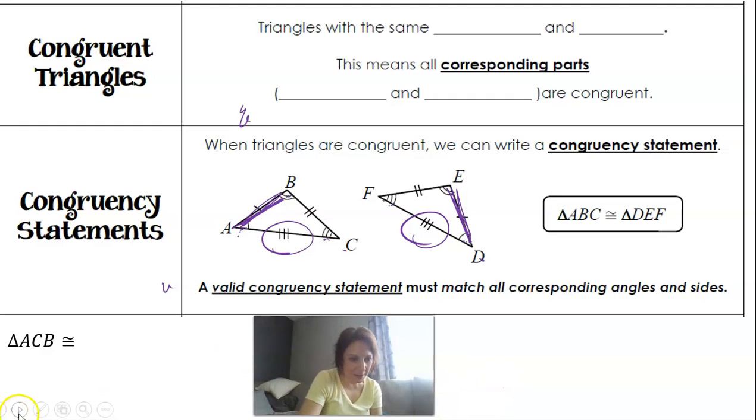My computer is ignoring me. All right, here we go. There's your next one. Triangle BCA. Give me the congruency statement for triangle BCA.